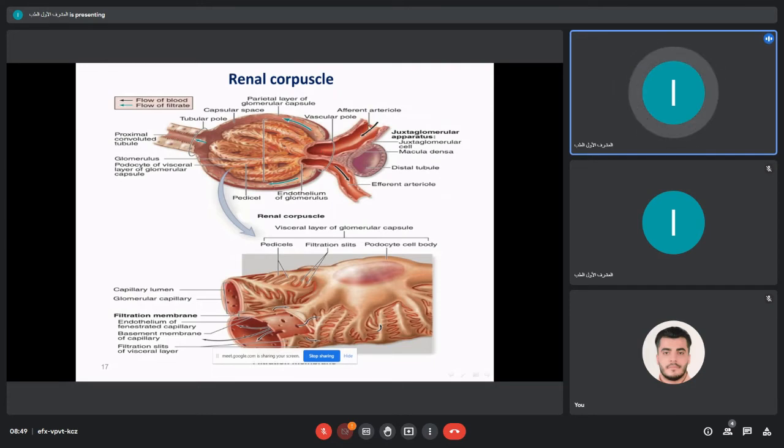The blood vessel enters the renal corpuscle here from the afferent arteriole, branching into a loop of capillaries, and then exits through the efferent arteriole. The filtrate from these capillaries passes into this space, the Bowman space or capsular space, and then passes into the tubules, starting from the proximal convoluted tubule. The part where the blood vessels enter is called the vascular pole, and the part where it exits into the tubules is called the tubular pole.